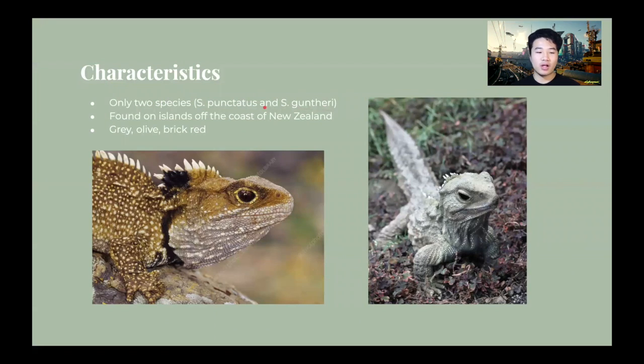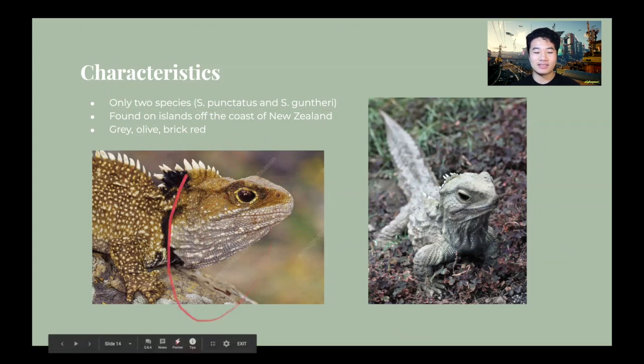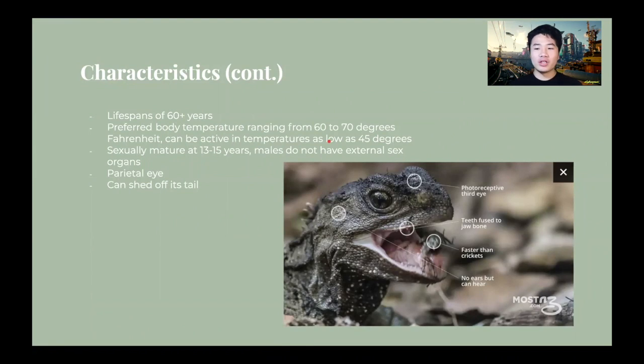Tuataras are found on islands off the coast of New Zealand, approximately around 30 islands offshore of New Zealand. And as you can see, they come in a variety of colors, like grays, olives, and red. They have really long lifespans. Alongside tortoises, they have some of the longest lifespans among reptiles. They live at least 60 plus years. Many live to 100 plus years.